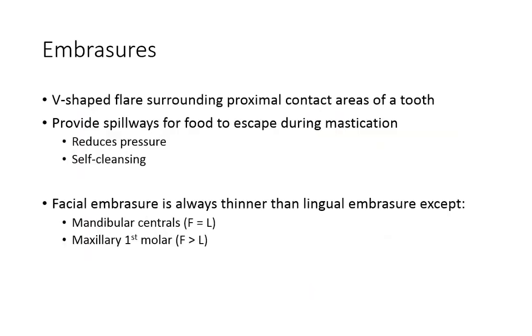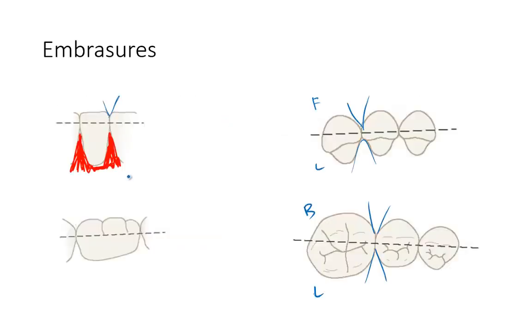And what an embrasure is, is a spillway for food during mastication. What happens when you chew is food can actually move through the embrasures, and what that's going to do is reduce the pressure of mastication because now you have a place for food to escape. It also self-cleanses the tooth because when the food is moving through the embrasure, it's preventing the accumulation of plaque and stuff like that.